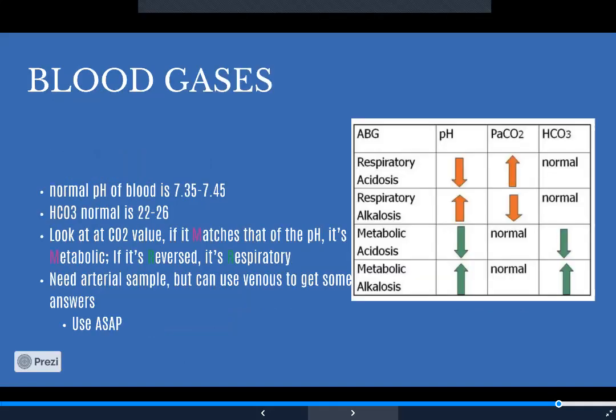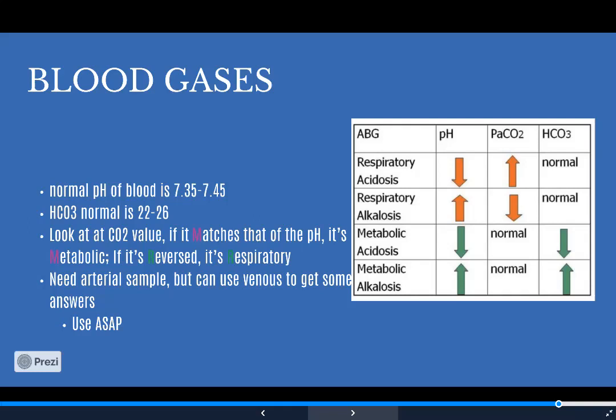Blood gases. So this is really important to also know and kind of have a grasp on. So the normal pH of blood is 7.35 to 7.45. And so, you know, knowing that 7.35 and under, so if we go to 7.2, that would be acidotic. Our blood would be acidotic.